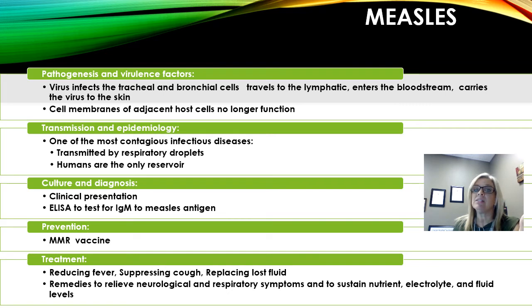This is a live attenuated vaccination, and so this will give you protection for up to 20 years. So you do have to get updates on this. This is recommended for healthy children aged 12 to 15 months, and then you get your boosters after that, especially when the child enters school. And so treatment, you're going to, of course, do some palliative care in reducing the fever, suppressing the cough, replacing the lost fluid. And then you want to relieve neurological and respiratory symptoms, keep electrolytes balanced, and so you can supplement with vitamin A as well.